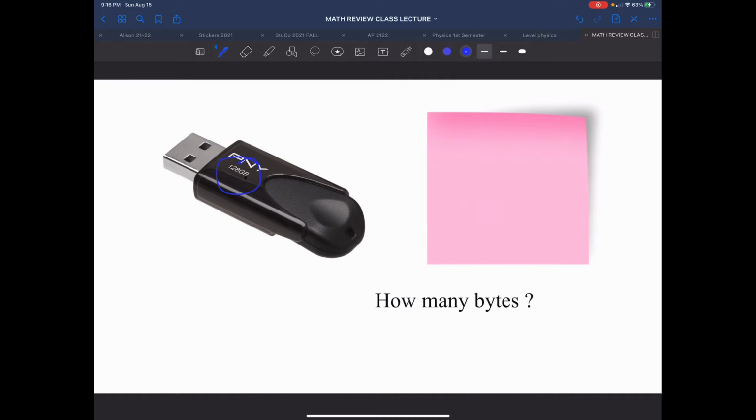Well, if we look back at your chart, we have 10 to the ninth bytes is equal to 1 gigabyte. Now, if this 10 to the ninth by itself is confusing you, think of it like this: 1 times 10 to the ninth. If we put that in scientific notation, it would have 9 zeros after it.